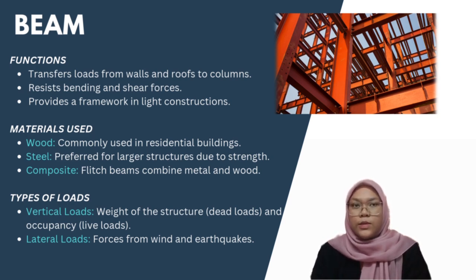Next, for material use, beams are made of materials like wood, ideal for residential buildings. Steel is preferred for larger structures, and composite, which combines materials like wood and metal, is used for enhanced strength and flexibility. Beams bear vertical loads like dead load, structural weight, and live load, occupancy weight, and resist lateral loads from wind or earthquake.